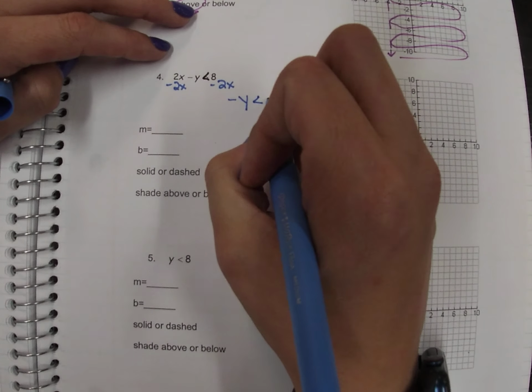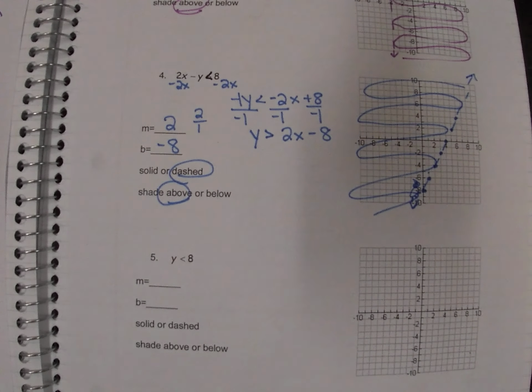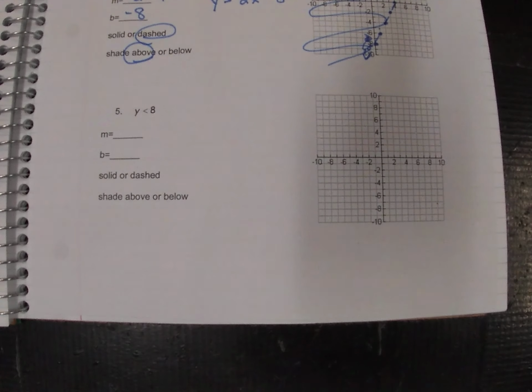So again, if we have that bug over here walking uphill, what would be above it? Well, that's the sky. So that'd be all this stuff here. Then on our last one, y is less than, it's actually going to be less than or equal to 8.